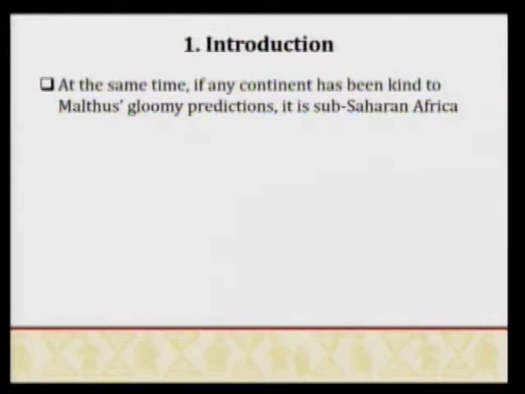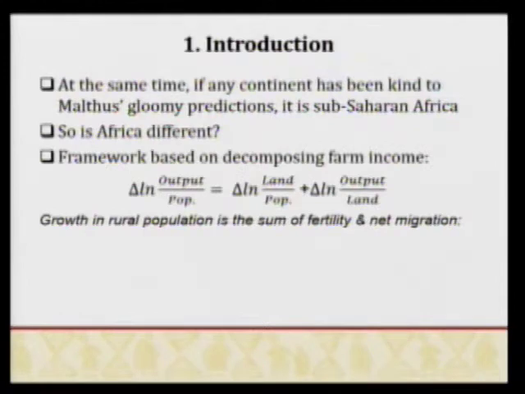At the same time, if any continent maybe has been kind to Malthus's hypothesis, it's sub-Saharan Africa. It's probably the one continent where we still have regular food crises and even famine. So is Africa different? That's the question we ask in this paper.